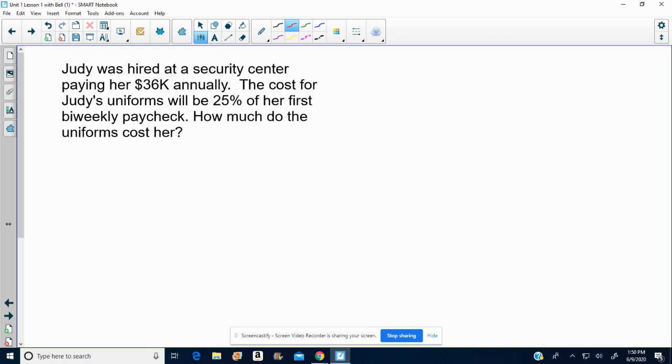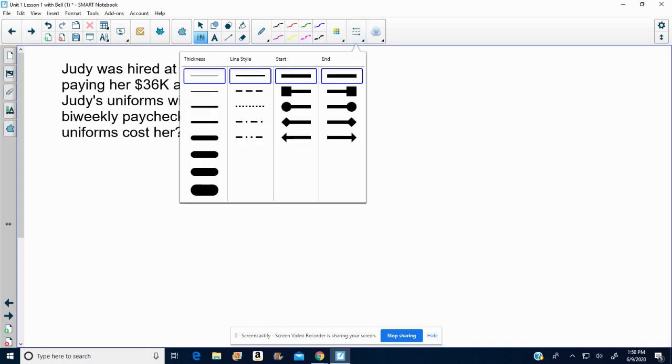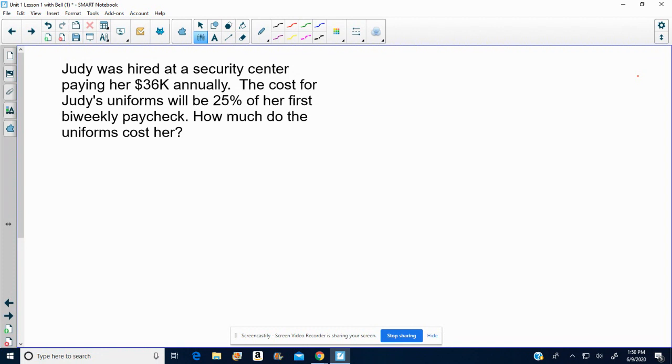Okay, we're going to take a look at example 9. And example 9 is about Judy. Judy was hired at a security center, paying her $36K annually. The cost for Judy's uniforms will be 25% of her first biweekly paycheck. How much do the uniforms cost her?